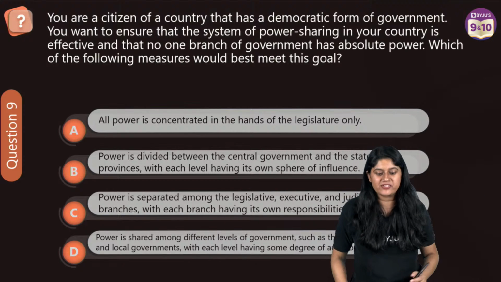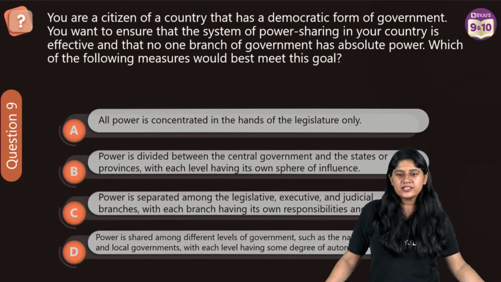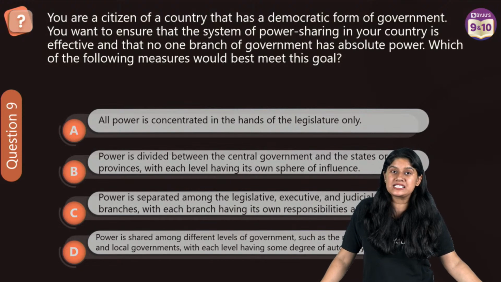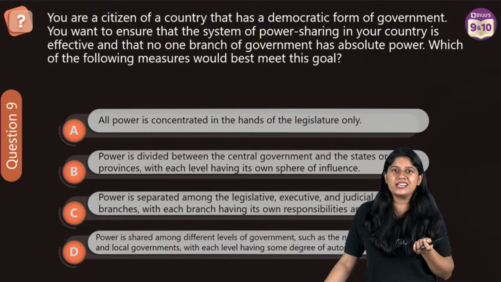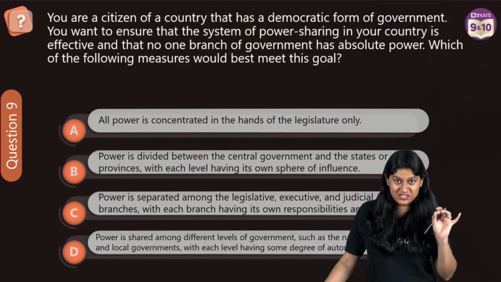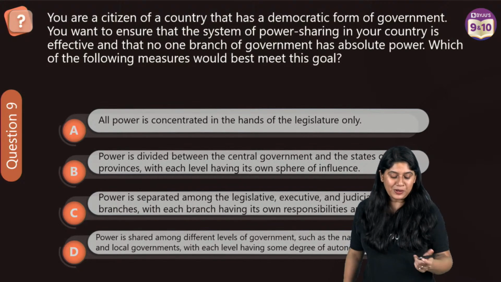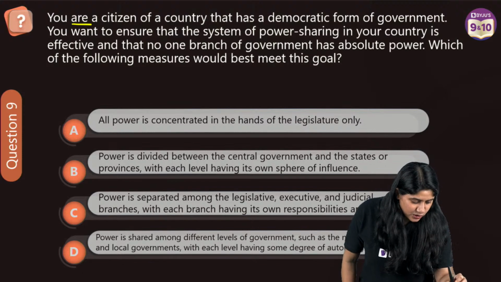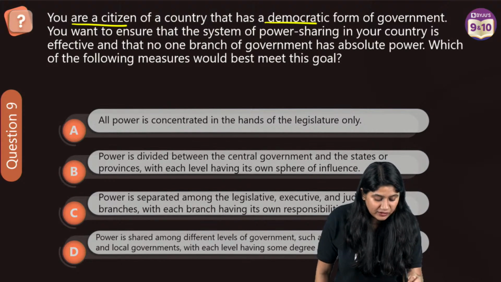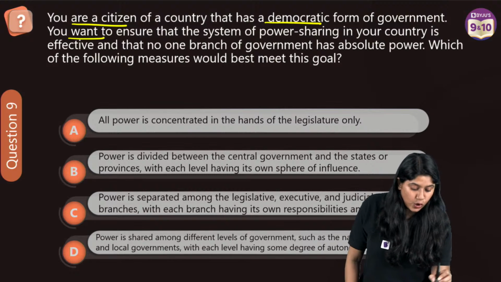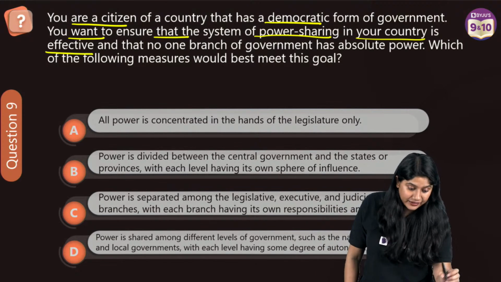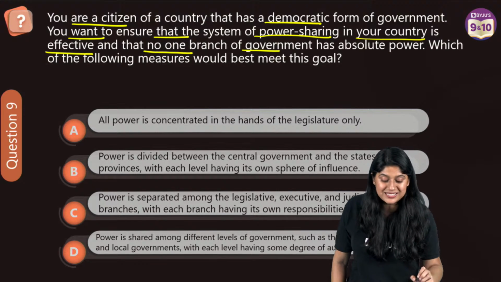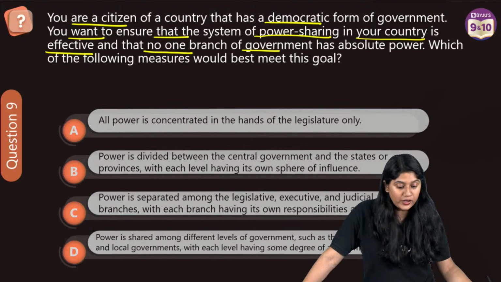This question was my favorite because, I don't know why, I have a feeling that especially in our SST and especially with political science, the chapters are so interconnected that it might give you a feeling of, ma'am, I don't know from which particular chapter we have the question. So in this particular question, we can see that if you are a citizen of a country that has a democratic form of government, you want to ensure that a system of power sharing in your country is effective and that no one branch of the government has absolute power. Which of the following measures would best meet this goal?